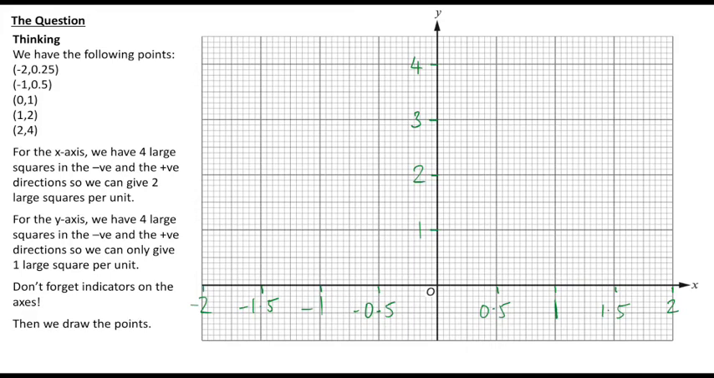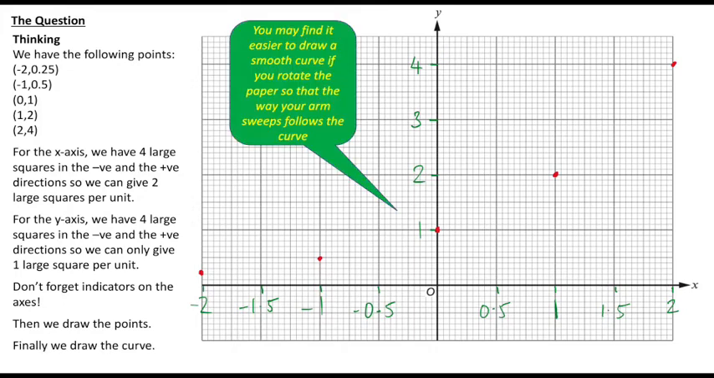Okay, so the next thing to do is to draw the points in, and here they are as if by magic, and we can see we've got -2, 0.25 on the left, and then we've got -1 with 0.5 as a height, or the y value for the next point, and so on.